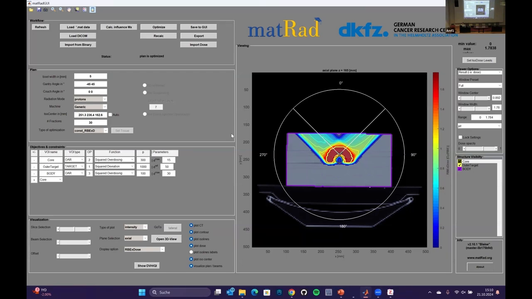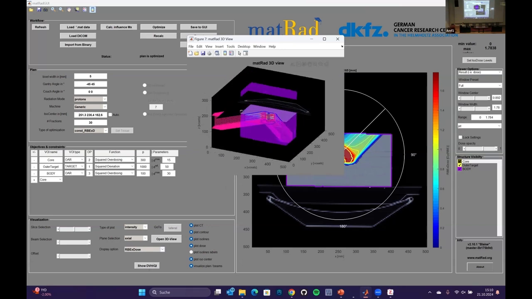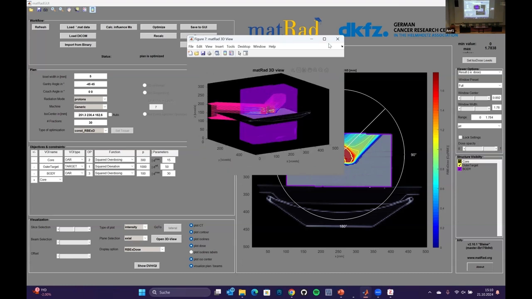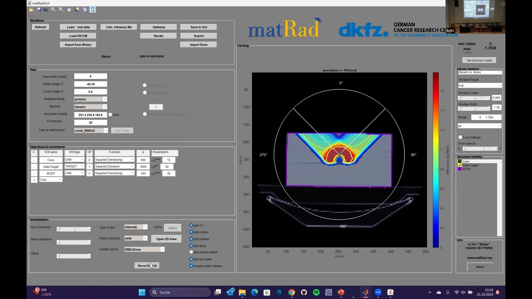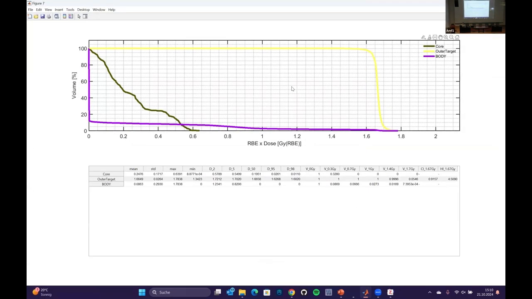Yeah, and you see that I triggered the 3D view. That's not what I wanted to click on, but you can look at your box in 3D, which is not very exciting, I would guess. It also shows where the beam angles come from. But if you look at the DVHs, these DVHs are already great. Without doing much, you have super target coverage and good organ at risk sparing.